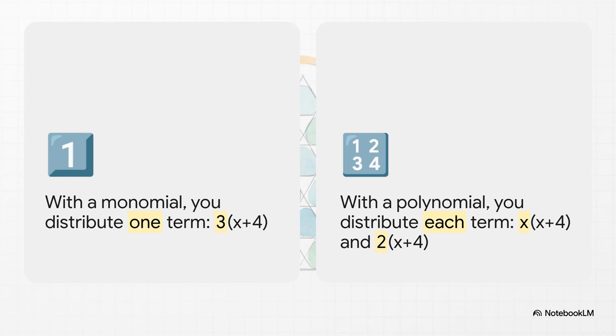Look at the left. With the monomial, you distribute just one thing, the 3. Now look at the right. With the polynomial, you distribute each piece from that first group. First, you take the x and distribute it across, x plus 4. Then you take the 2 and do the exact same thing. It's the same move, just done twice.